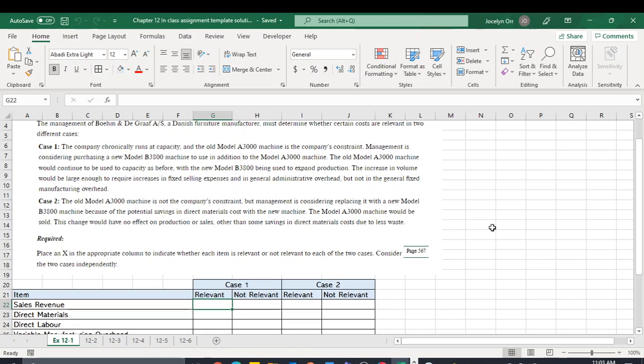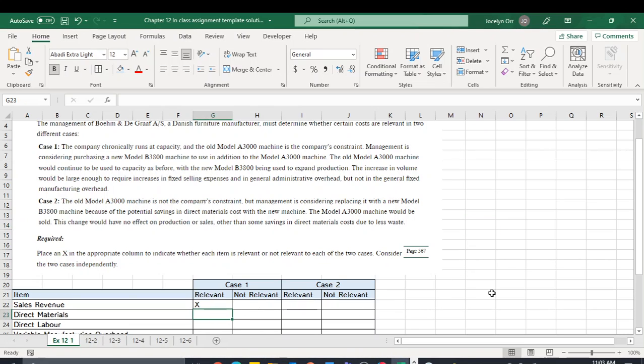So that means it is a relevant revenue. It's not really a relevant cost because we're looking at the benefit of increased revenues here, but it is relevant to the decision being made.